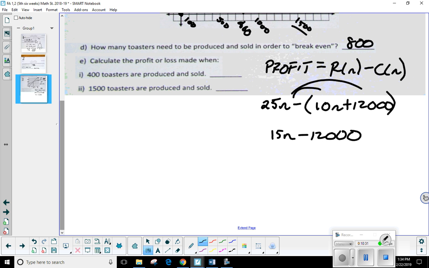All right. I'll go ahead and call this P of N, okay, for my profit function. So P of 400 is equal to 15 times 400 minus 12,000.